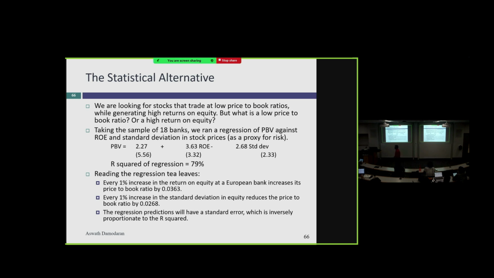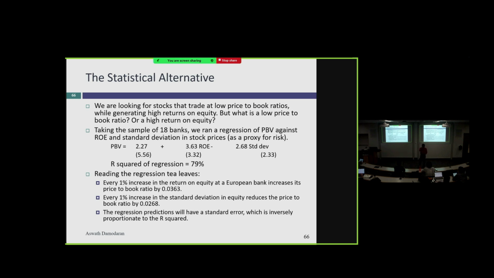Again, after I ran this, I said maybe I should have thought about a different measure of risk than standard deviation in stock price. With a bank, think about what you worry about: risky banks versus safe banks. If you had to pick one ratio as your proxy for risk in a bank, what might that ratio be?